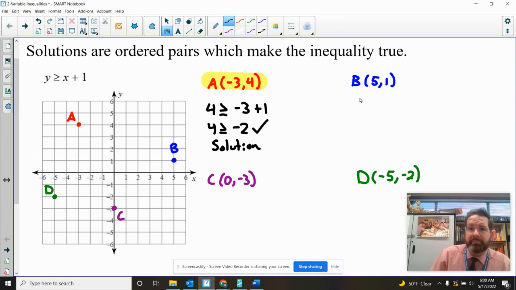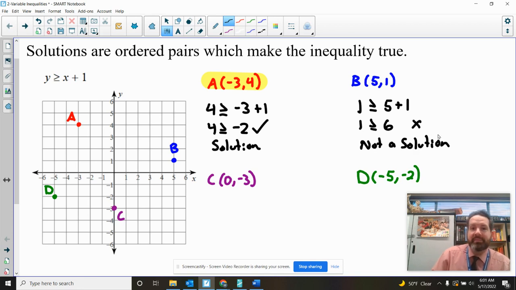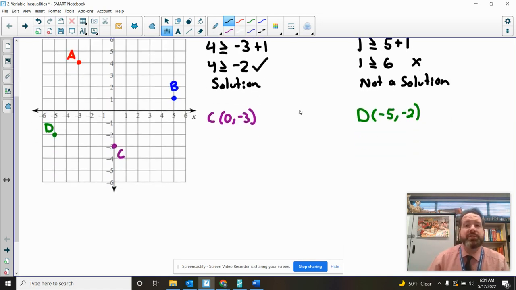How about for B? Let's do 5, 1. So 1 is the y coordinate. 5 is the x coordinate. 5 plus 1 is 6. Is 1 greater than or equal to 6? No, 1 is less than 6. This is a false statement. That means that this ordered pair is not a solution. So -3, 4 does solve the inequality. 5, 1 does not solve the inequality. Do at this point a quick pause. I want you to try these next two and then unpause when you're ready to check them, see if we match up.